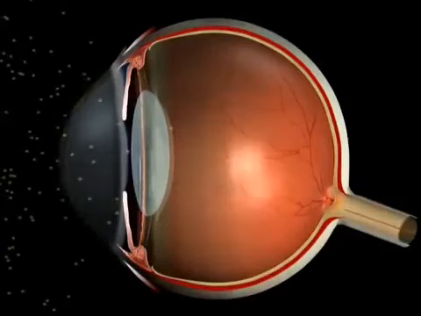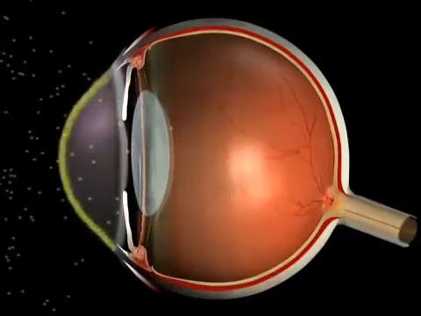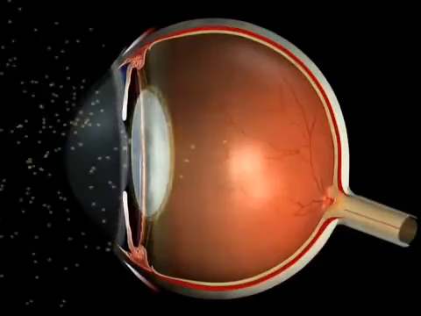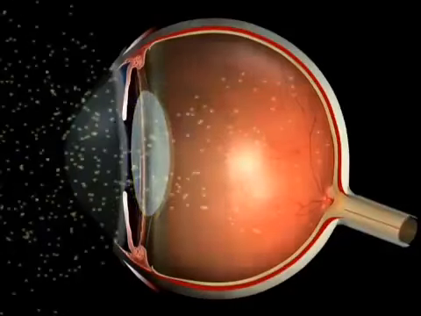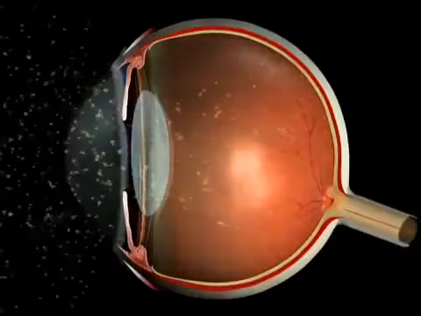First, the cornea, located at the front of the eye. Then, the crystalline lens behind the pupil. Then, the vitreous body in the middle of the eye.